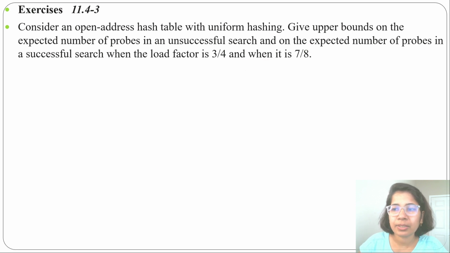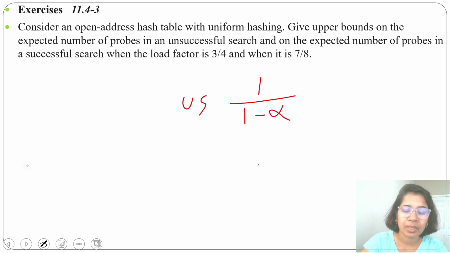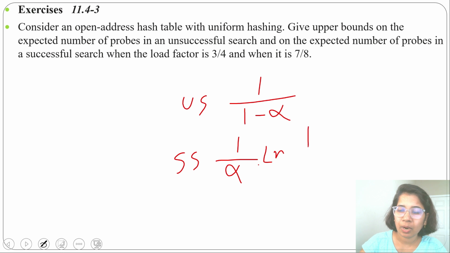I already discussed the upper bound on the expected number of probes in an unsuccessful search and a successful search. In case of unsuccessful search, it's 1/(1 - alpha), and in case of successful search, it's (1/alpha) ln(1/(1 - alpha)). Now alpha is given as 3/4 and 7/8.